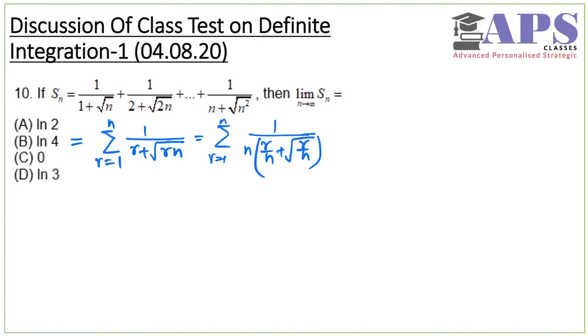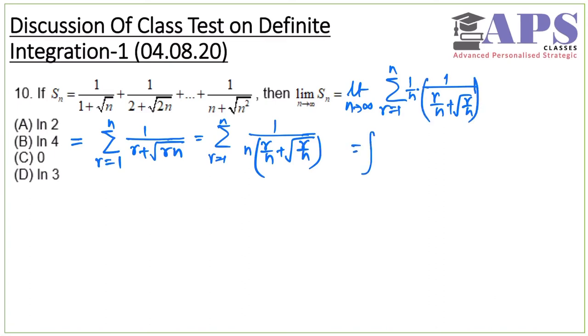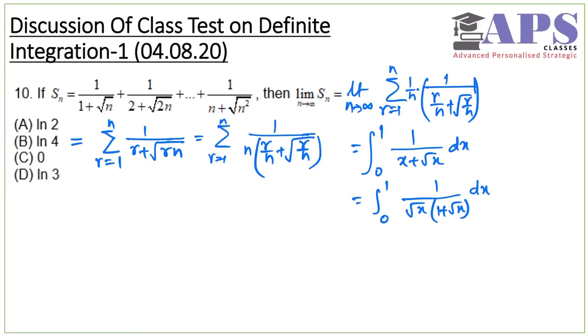Therefore, when I want to find the limit, this is nothing but limit n tending to infinity, summation r is equal to 1 to n, 1 by n, rather than 1 by n we have r by n plus root over r by n. So that is integration 0 to 1. All the r by n should be replaced by x, so x plus root x dx. Now this is an easy integration. It can be solved in many ways. I can just take root x common here, so that I will get 1 plus root x dx. Now if I take root x equal to t, I will get 1 by 2 root x dx as dt.